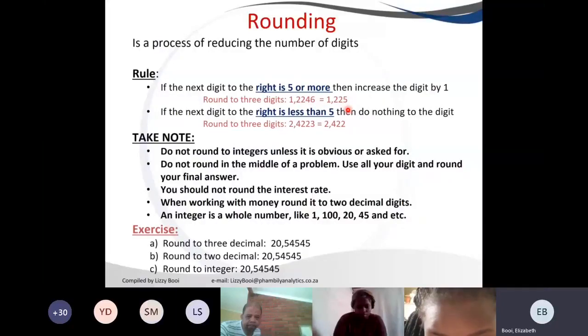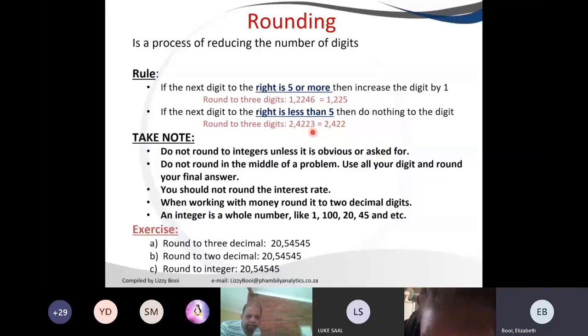That's one rule. Rule number 2, if that number is not equal or bigger than 5, which means it's less than 5, I do nothing. I have 2,4223, and I want to round to 3 decimal places. And to do that, 1, 2, 3, it means I must stop at 2. Therefore, the number to the right of 2 is 3. It is less than 5, so I do nothing to 2. 2,422 will be your answer.